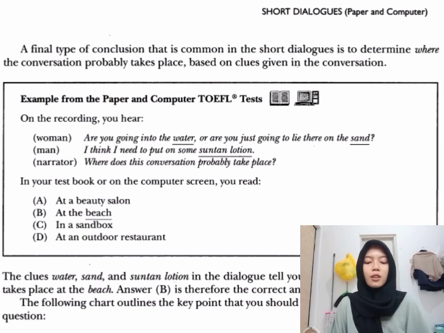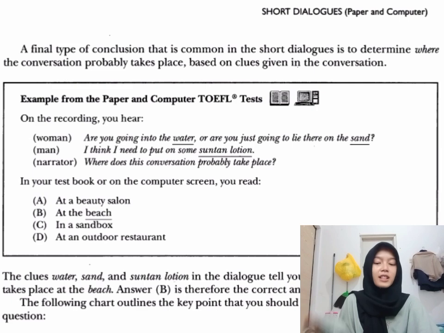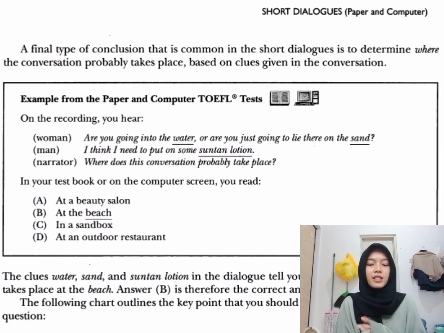This is the answer, A, at the beauty salon. Suntan lotion and water might be in the salon, guys, but we have sand here. Can we find sand in the beauty salon? Maybe we can, but maybe it's just furniture, guys. So A is probably wrong. Then B, at the beach. At the beach, we have water, we have sand that we lay on, and then suntan lotion. So the beach is the right answer.